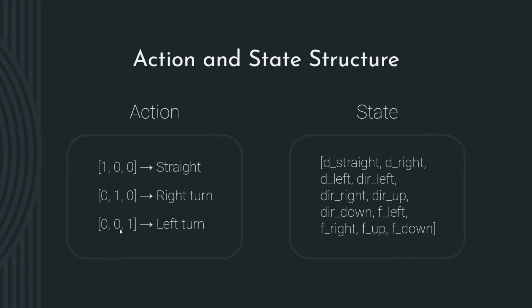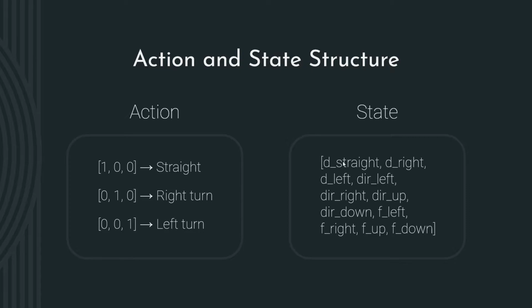This can be denoted in this notation over here, which is just an array of values that vary between 1 and 0. If the 1 is in the beginning, it means it's going straight. If it's in the middle, it means it's a right turn. And if it's all the way at the end, that means it's a left turn. So this is sort of what the snake can do.